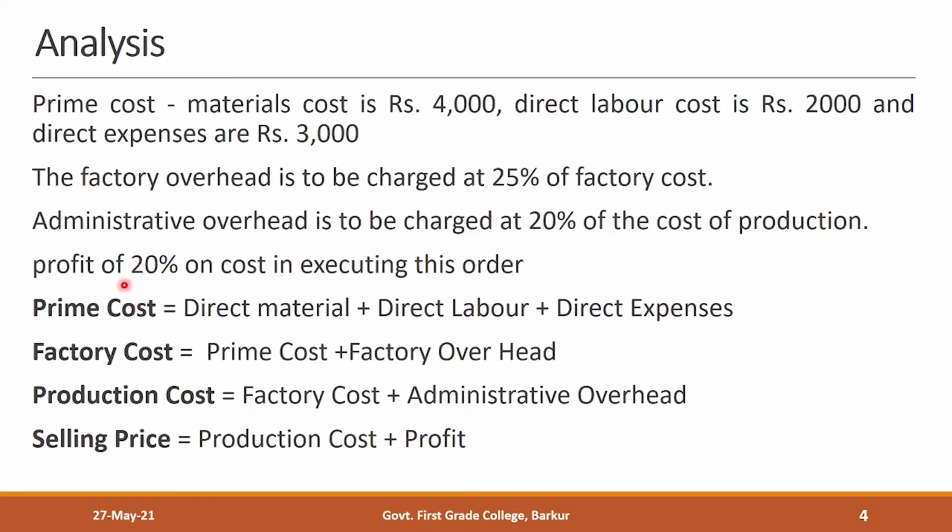Now we know certain things very clearly. Prime cost we can easily arrive at. So let us first see how to solve. There is a job cost sheet I have already prepared. Prime cost is already known to us: 4 plus 2 plus 3, that is 4000 plus 2000, 6000, plus 3000, 9000 is my prime cost.